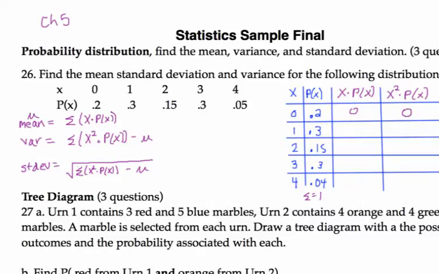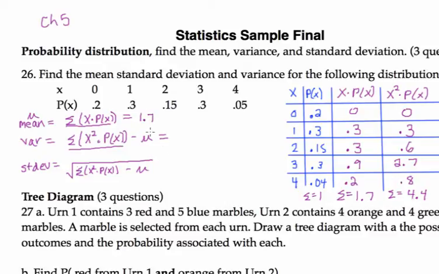So I'll fill out the rest of my chart. Once I've filled out the rest of my chart, I can find the sum of the XPXs and the sum of the X squared PXs. Now that I have that information, I can figure out my mean. The mean is just the sum of the XPXs. We already figured that out, 1.7.